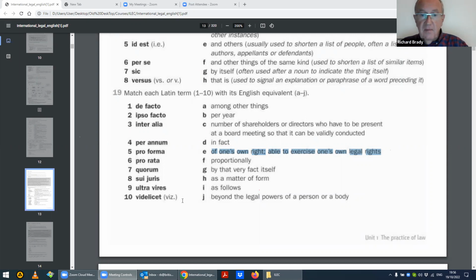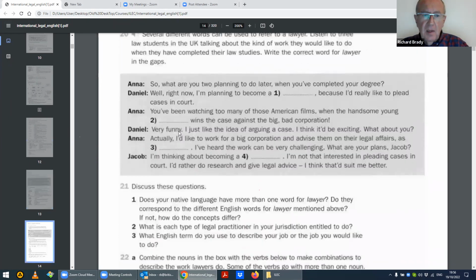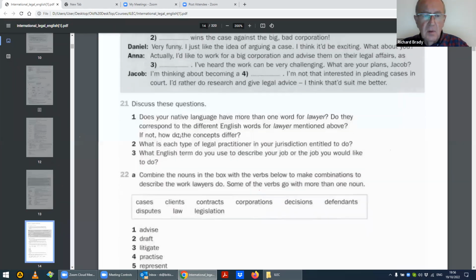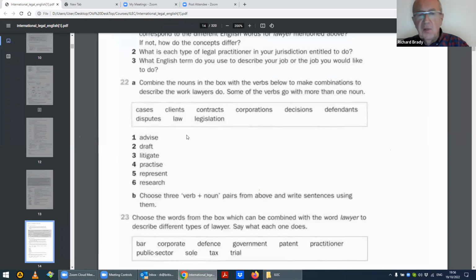Videlicet means already seen, or rather, as follows. Videlicet, and again, we write it "viz." We don't write videlicet, we write viz. We shorten it. Means as follows. Okay? All right. Now, I'm going to just deal with this, and then we're going to finish for this evening.